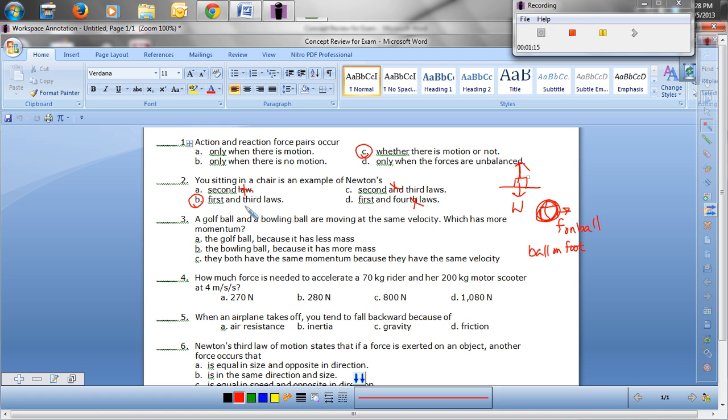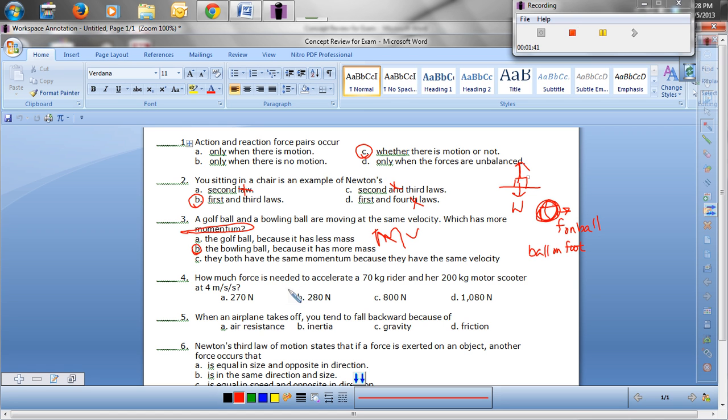The first law says that you're going to keep on doing whatever it was you were doing unless acted on by an unbalanced force. Golf ball and a bowling ball are moving at the same velocity. This has to do with momentum. That won't be on the test, but I will just tell you that momentum is mass times velocity. The bowling ball has more mass, so it has more momentum. But again, we're not going to worry about that for the test.